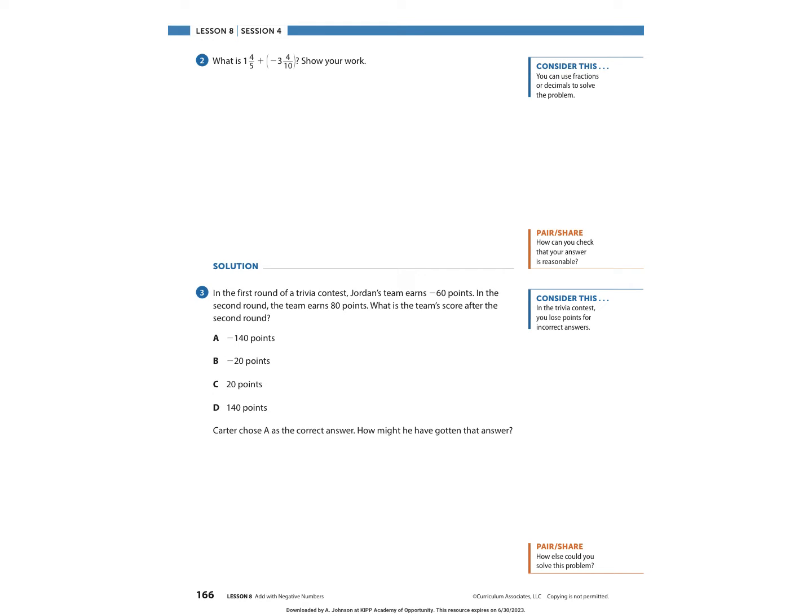Okay, so number 2, we have a positive 1 4/5 and a negative 3 4/10. Since my signs are different because this is positive and this is negative, this is a subtraction problem, okay? Forget about your signs. Put your 3 4/10 on the top, and you're going to have to get rid of 1 4/5.